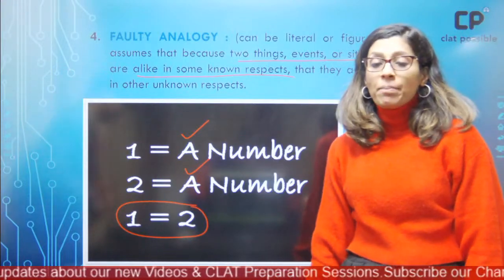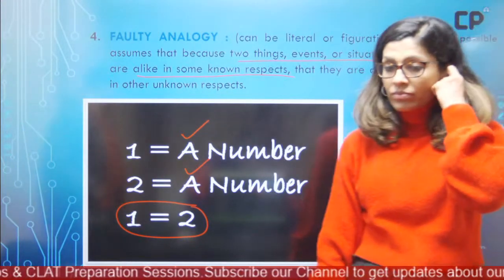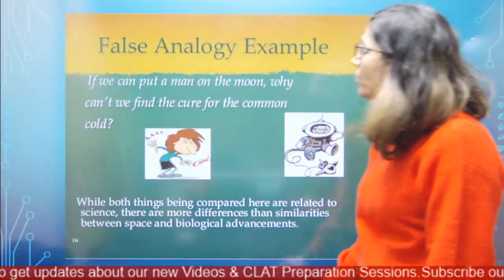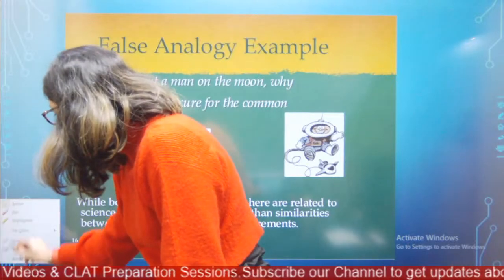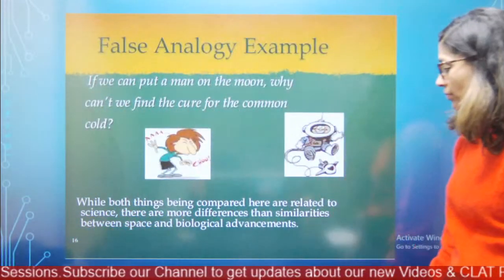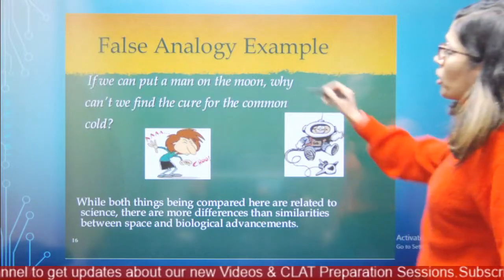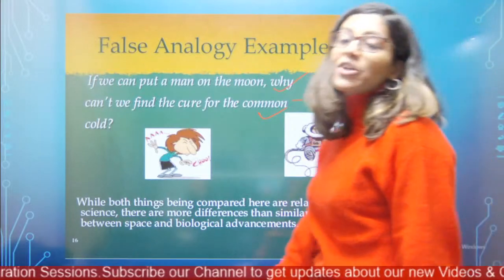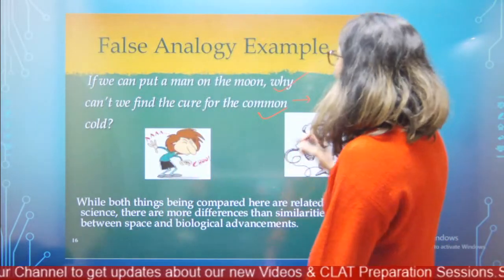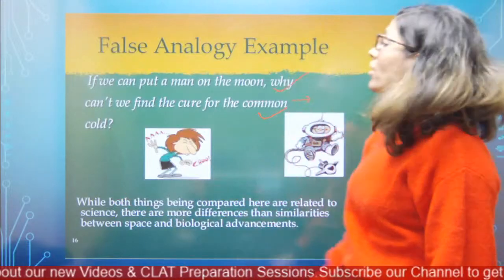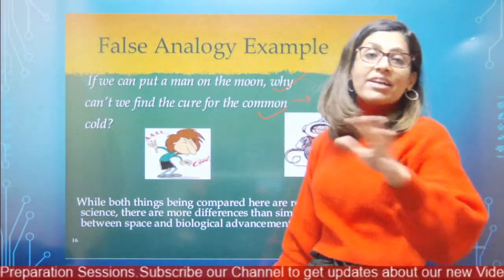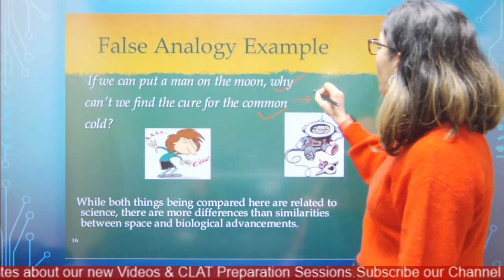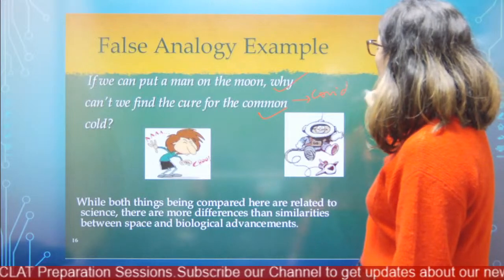So are 1 and 2 the same? Let's take another example. If we can put a man on the moon, why can't we find a cure for common cold? In fact, this was an argument which was doing the rounds when COVID was there. So lots and lots of memes came up. We have gone into space, we have landed on the moon, we are finding life on Mars. So why can't we find a cure for COVID or flu or common cold?